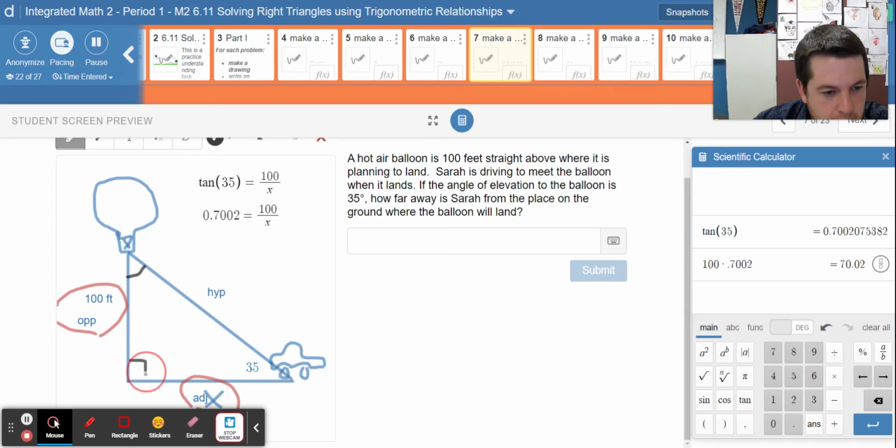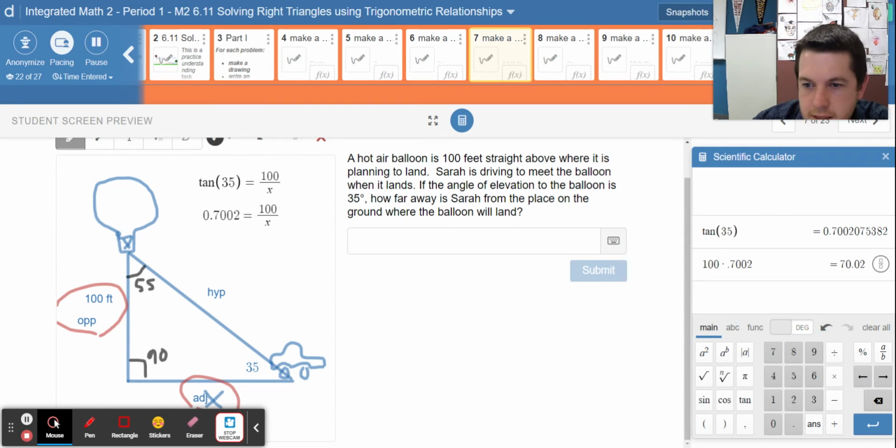We know this is 90, and we know that all these angles have to add up to 180. This angle up here would be 55. And since this is a bigger angle up here, I would expect this adjacent side to be larger since it makes up the larger angle. So it should be bigger than 100.